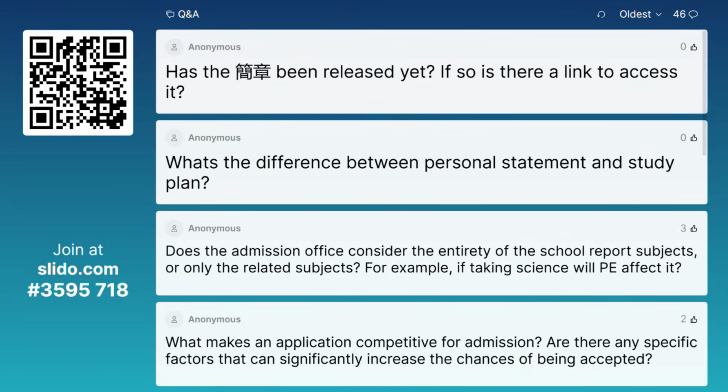Has the admission guideline been released yet? Is there a link to access it? Yes, you can find the admission guideline. We already posted it on our website, so you can search for NTU overseas admission and you will find it on our website. We will also include the QR code by the end of this session so that you can go to our website.